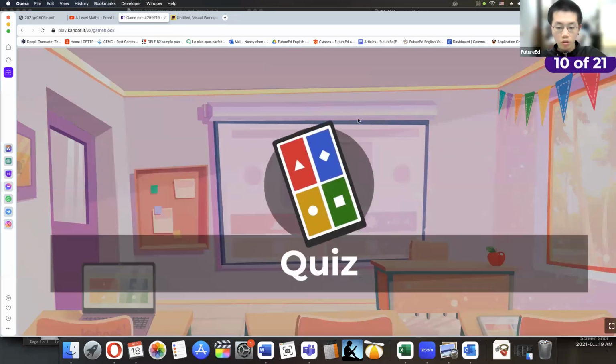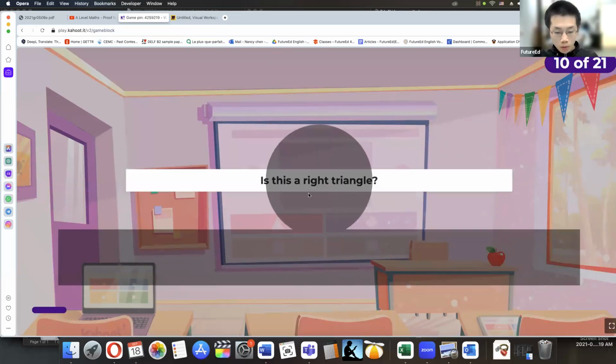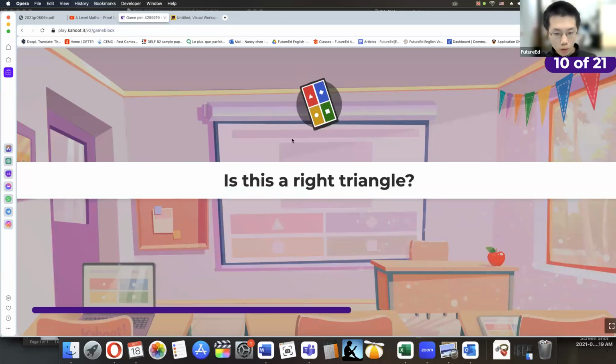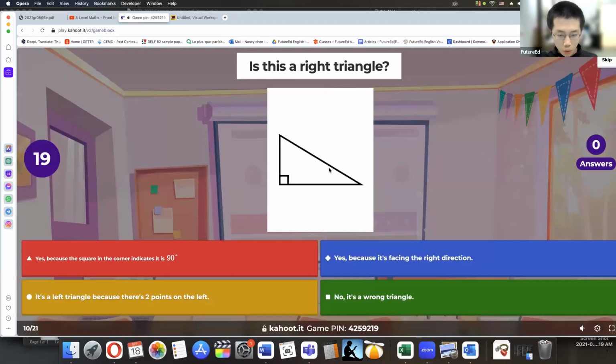Wow, 12,000. Is this a right triangle? Well, let's see if you can tell if this is a right triangle or not.